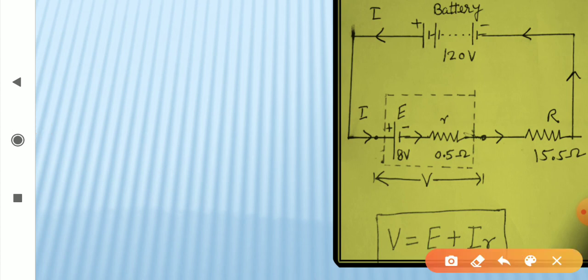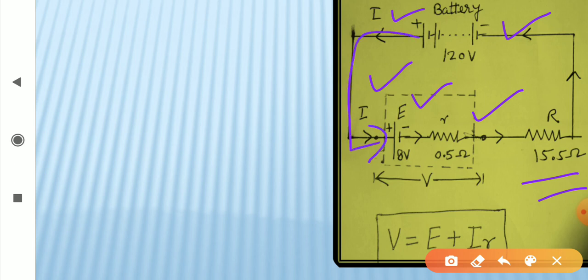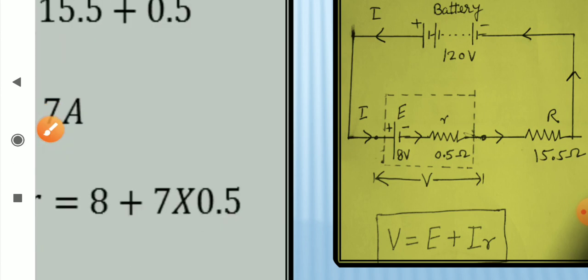See, this charging supply is given to be 120 volt, and the battery to be charged is of 8 volt with internal resistance 0.5 ohm and series resistance is 15.5 ohm, right? Now for charging, the positive of this supply and the positive of our battery should be connected together, and the current enters this battery. The current starts from here and goes like this. So the potential difference is E plus IR, right? We have just discussed this in the previous slides.